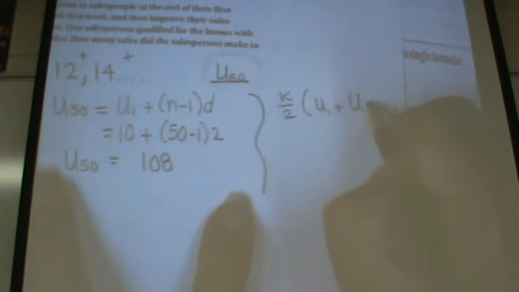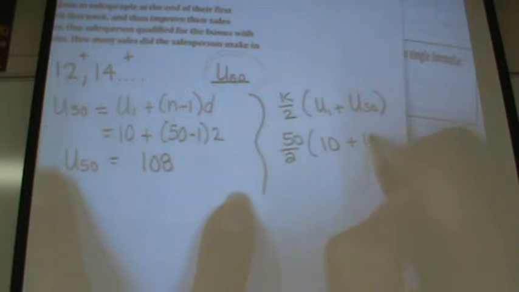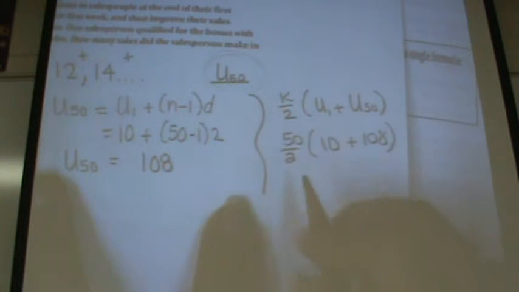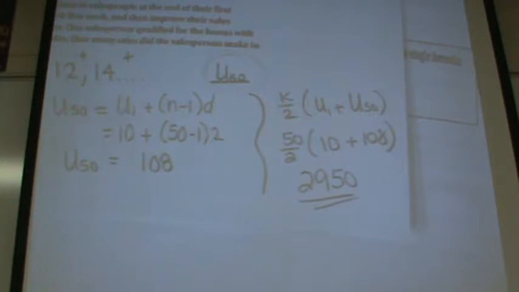50. So 50 over 2, and the first is 10, and the last is 108. So 2,950 units. So if this company says if you sell 2,950 over the next 50 weeks, then you get a $10,000 bonus. How fun is that? So fun.